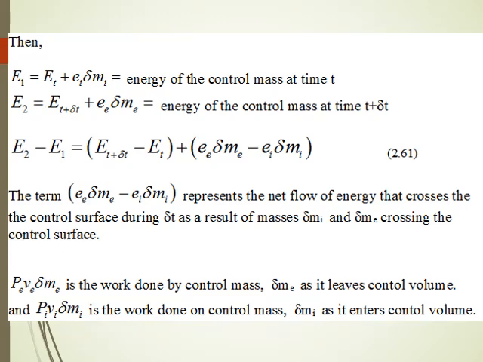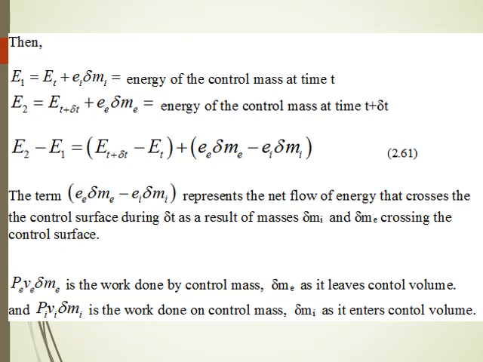So basically these all three will lead to EI, and this EI when multiplied by del mi will make the total energy inflow into the control volume by virtue of the mass del mi entering the control volume. Similar is the case with the next expression, which is E2. So E2, which denotes the energy of the control mass at time t plus delta t, is equal to Et plus delta t plus EE del me.